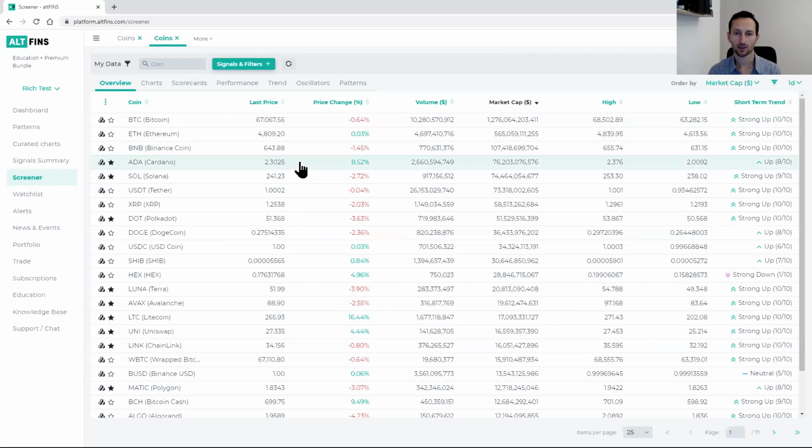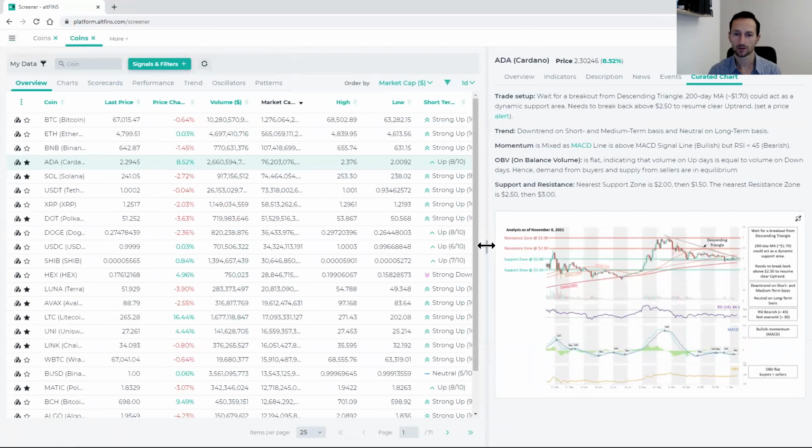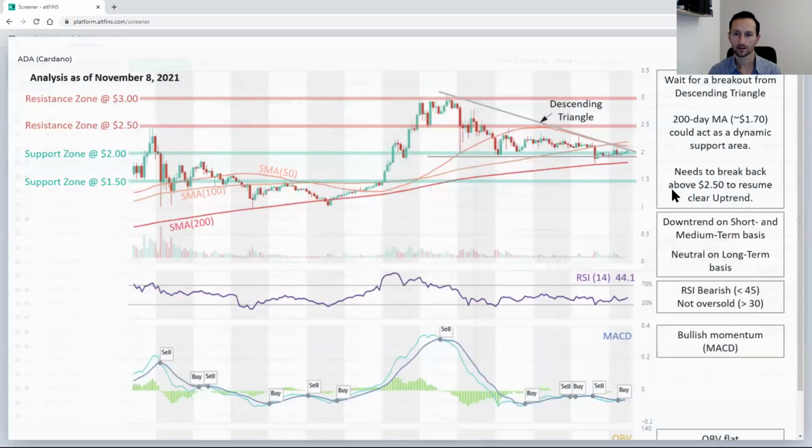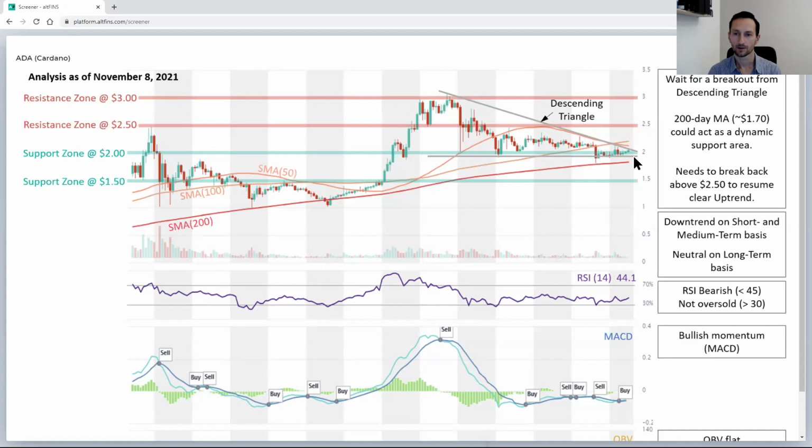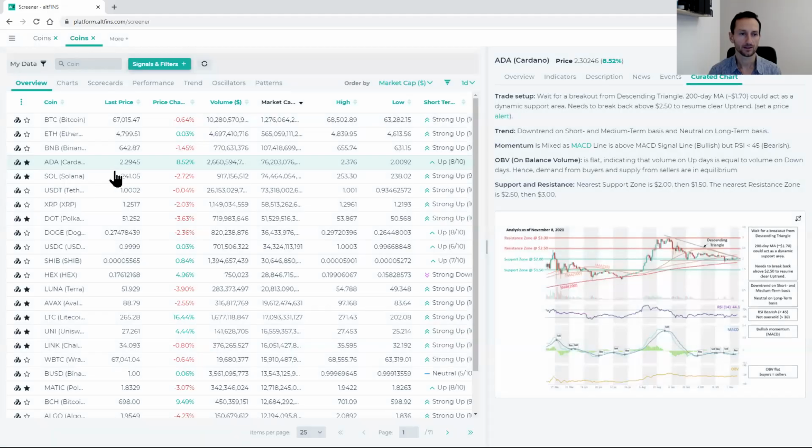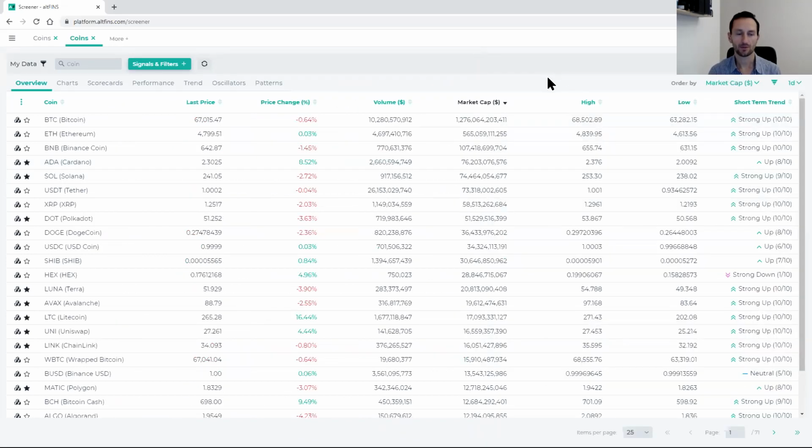maybe Cardano. Let's take a look. Right, Cardano. Here we go. Cardano has a resistance zone at $2.50. We're not quite there yet. It's at 2.30. But the point being, coins sometimes break through the resistance zone during the day, intraday, but then close below it, right?